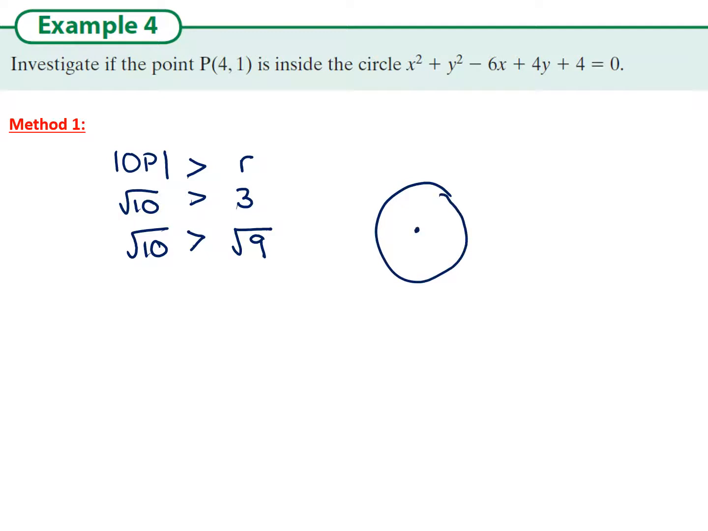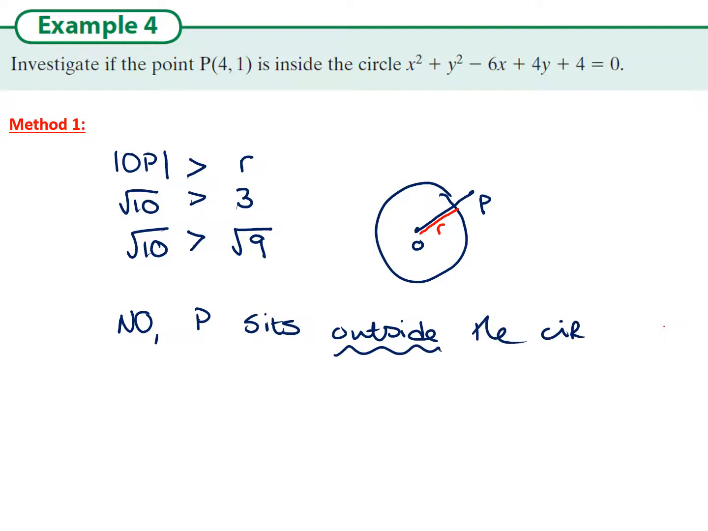So let's sketch what that means for us. There's O. OP is greater than OR, so P is out here. So this is OP. My radius is just this piece here. So there's my OR. Because it's longer, it sits outside. So we would say no, P sits outside the circle. So outside the circle. So using our logic.